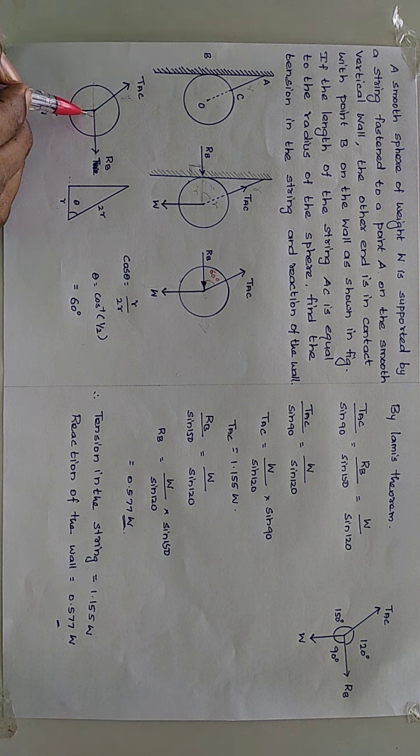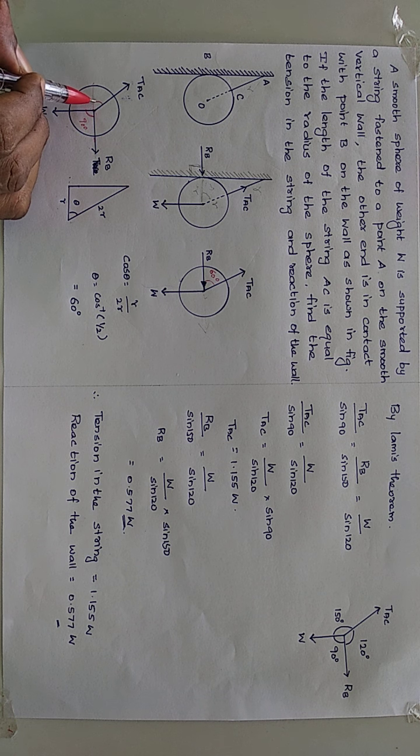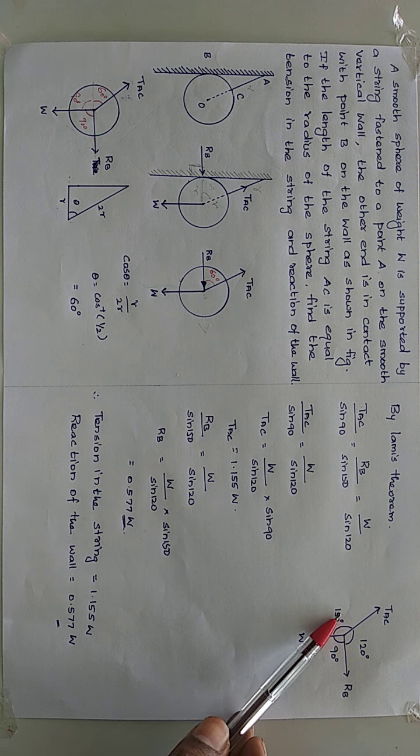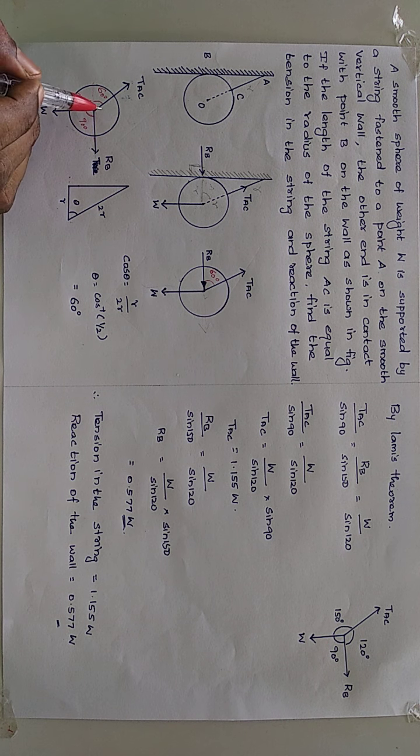Come to this angle. What is this angle? This angle is 90 degrees, right? This angle is 60 degrees, and this angle is 90 degrees. So this angle is 90 plus 60, 150 degrees. And after that, what is this other angle? Up to this it is 90 degrees, so here 30, 90 plus 30, the value is 120 degrees.